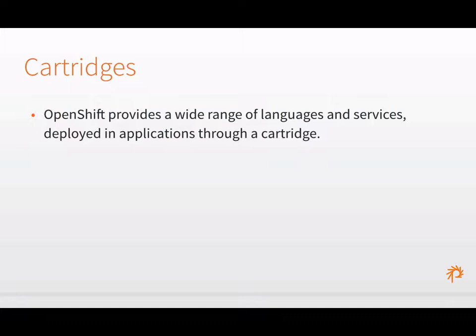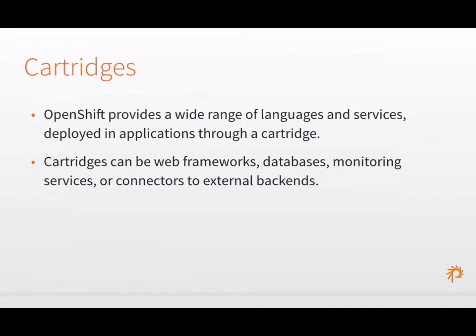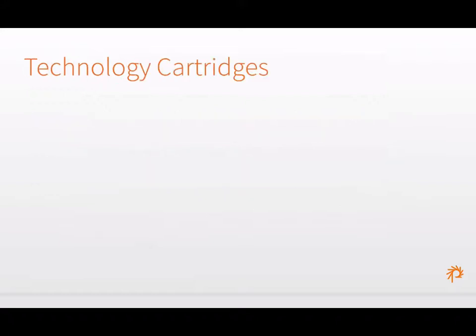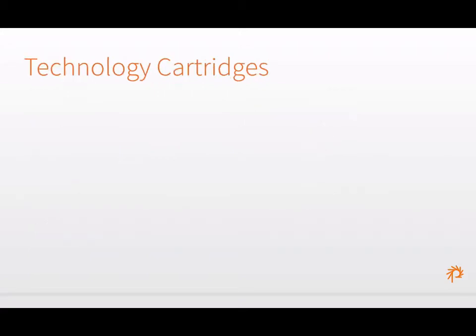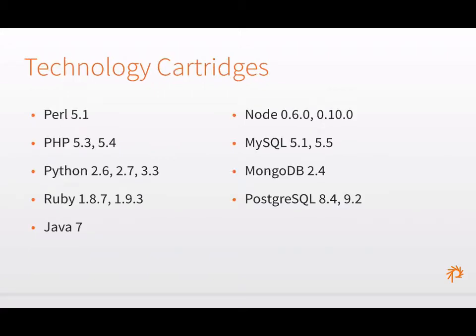They're deployed into applications through cartridges. So cartridges can be web frameworks. They could be databases, monitoring services, connectors to something else externally completely. So some of the technology cartridges that OpenShift has, I sort of showed this already, built in, you've got several versions of PHP, quite a few versions of Python, Ruby, you've got Java, you have Node 0.6 and 0.10, different versions of MySQL.